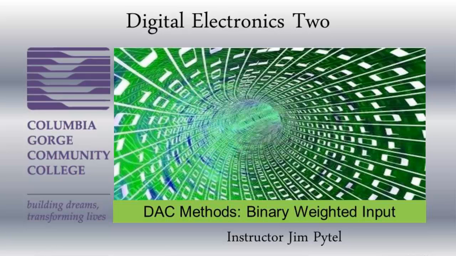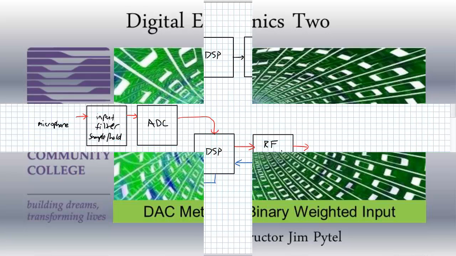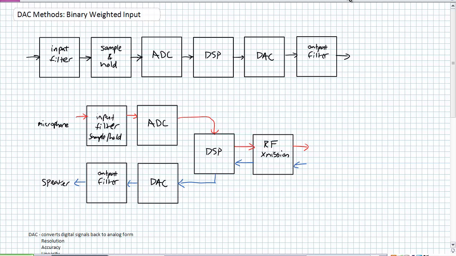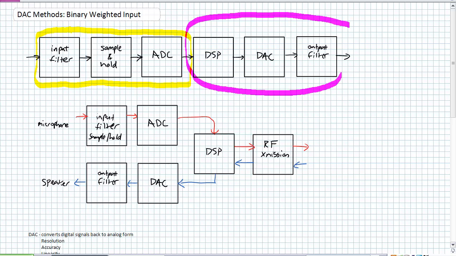This is Digital Electronics. This lecture is entitled Digital to Analog Conversion Methods, Binary Weighted Input. We're going to continue our lecture series about digital signal processing, and up to this point we've been using the same diagram. We've talked about our input filtration, the sampling and holding, the conversion of analog to digital using the analog to digital converters.